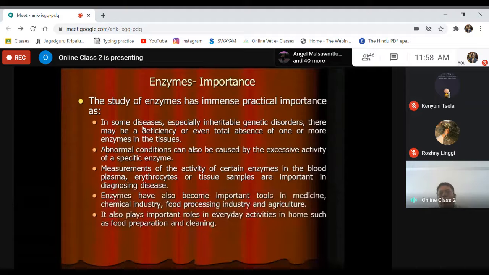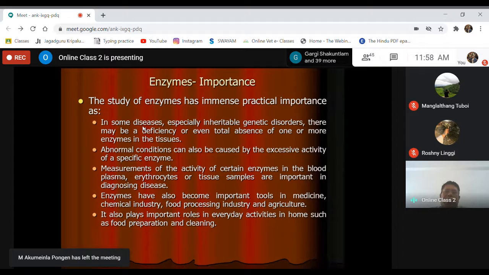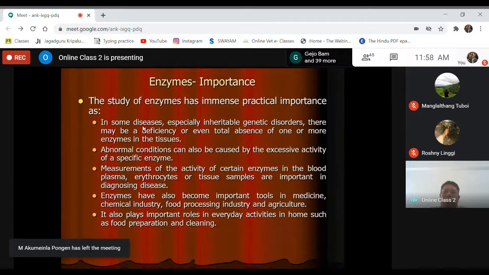Okay, then why is there a need to study the enzymes? Why do we need to know about the enzymes? What is the importance of the study of enzymes? The study of enzymes has immense practical importance. Like, in some diseases, especially the inheritable genetic disorders, there may be deficiency or even total absence of one or more enzymes in the tissues.